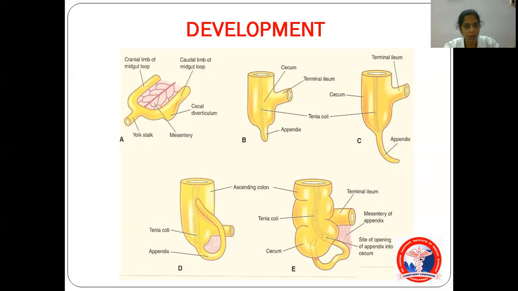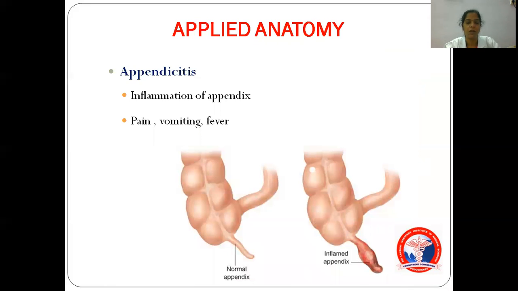It develops from the caudal limb of the midgut loop. Okay, so is it clear? Now we'll see the applied aspects in the midgut. What are the clinical conditions we can see in the appendix?